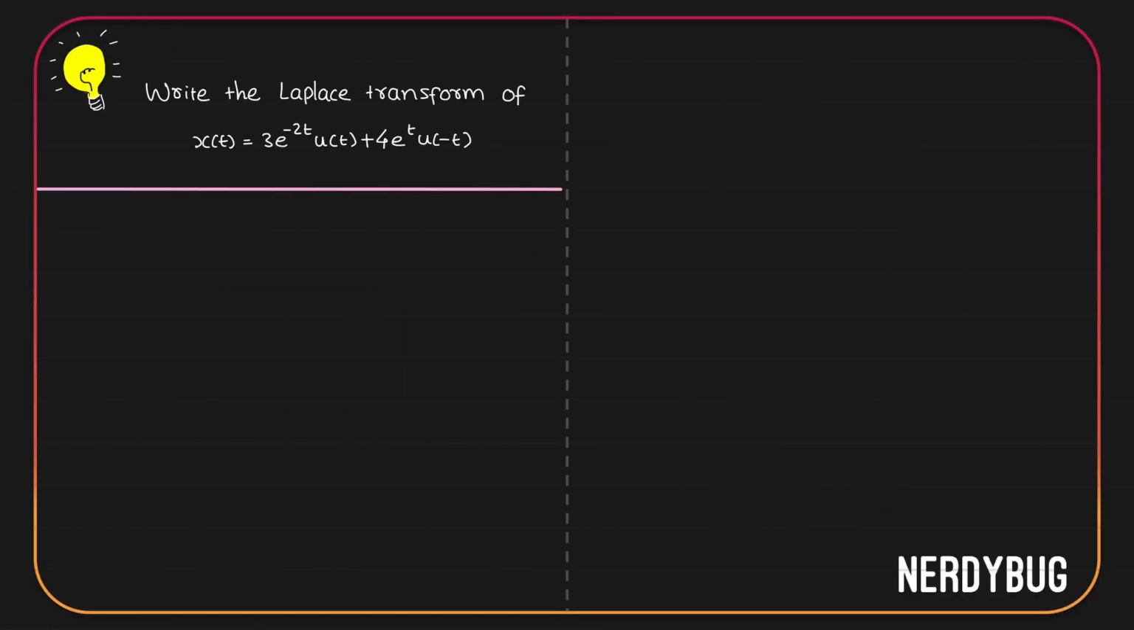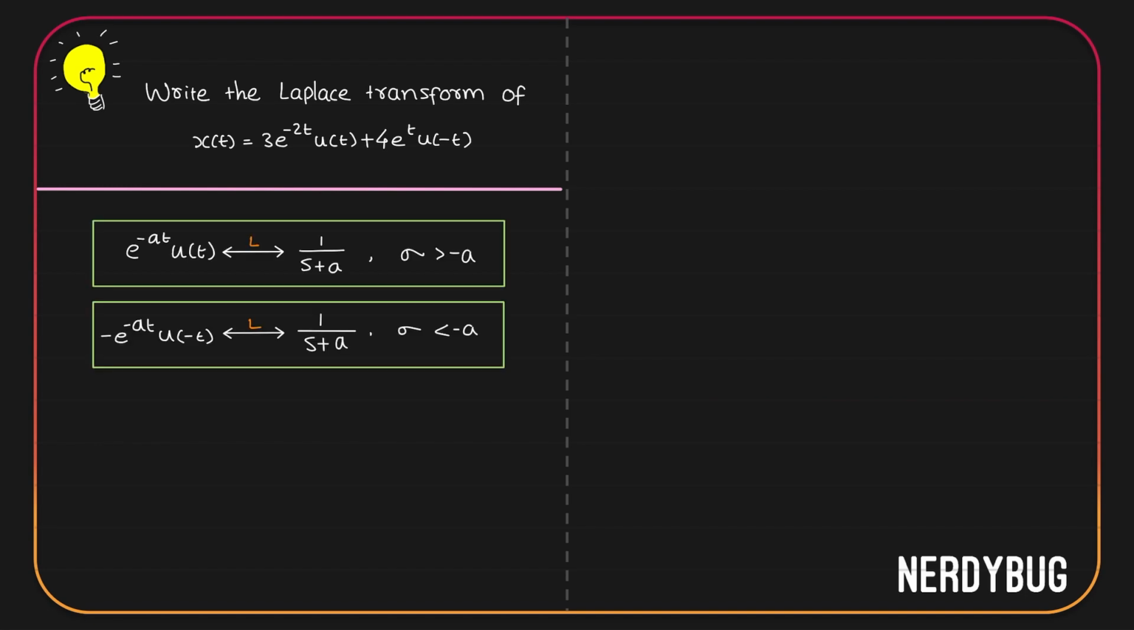Let us now solve another problem. We have to find the Laplace transform of x of t, which is 3 e raised to minus 2t u of t plus 4 e raised to t u of minus t. Here also, instead of solving it mathematically, let us try to solve it using the results we already know. We know Laplace transform of e raised to minus at u of t is 1 by s plus a, where sigma is greater than minus a. And Laplace transform of minus e raised to minus at u of minus t is 1 by s plus a, where sigma is less than minus a.